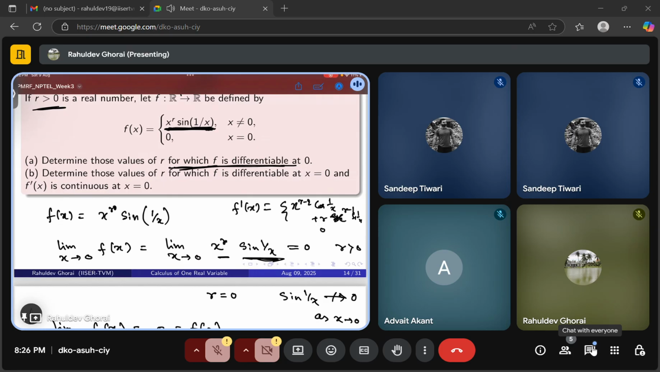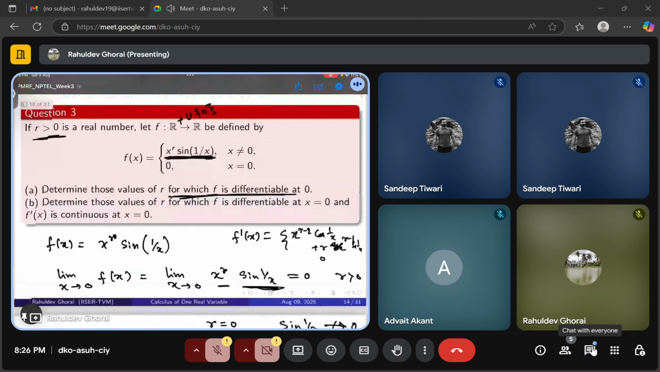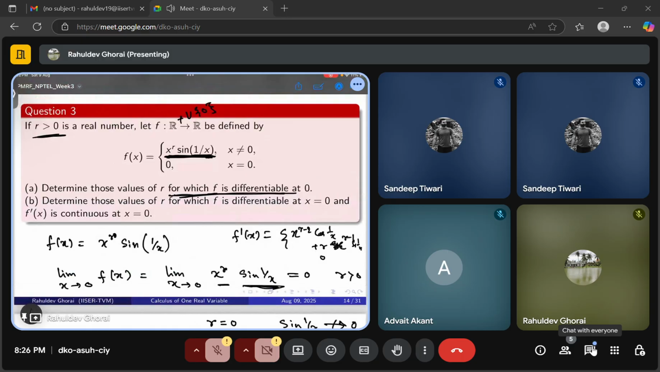Now you take the limit as x tends to 0, whether f dash x is converging to 0, for what values of r. So you will see r has to be greater than 2 again. So r has to be strictly greater than 2, any real number, if you want to consider f from R plus union 0, then r has to be strictly greater than 2.